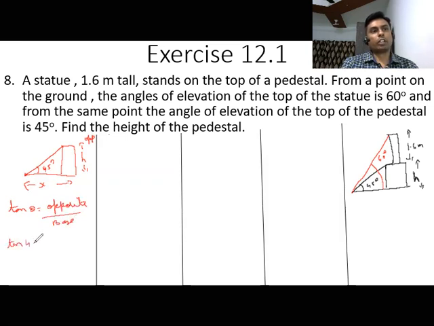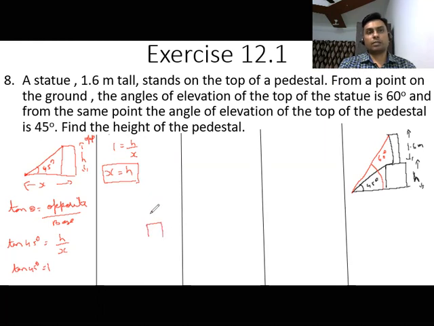So tan 45 degrees is h by x. Tan 45 degrees is 1. Therefore, I have 1 is equal to h by x, or x is h. The distance of the base is the same thing as the height of the pedestal. x is equal to h. Now I will use the second angle.